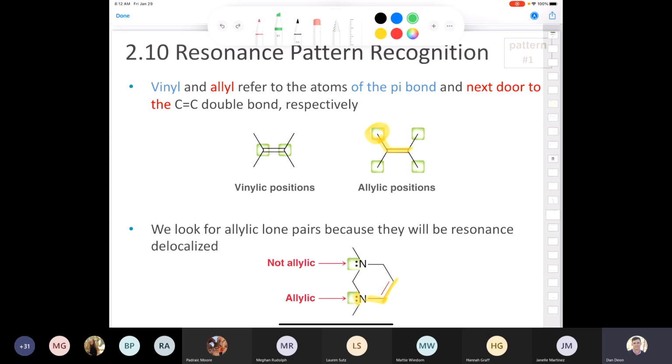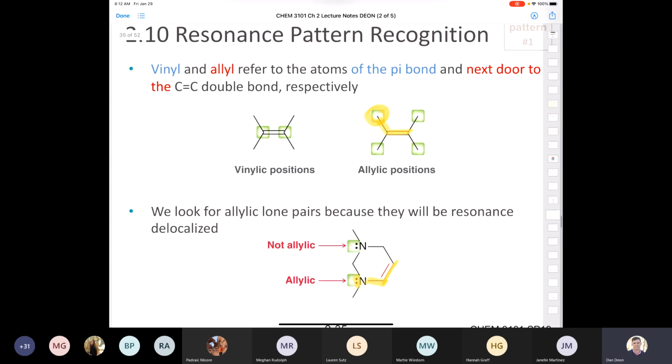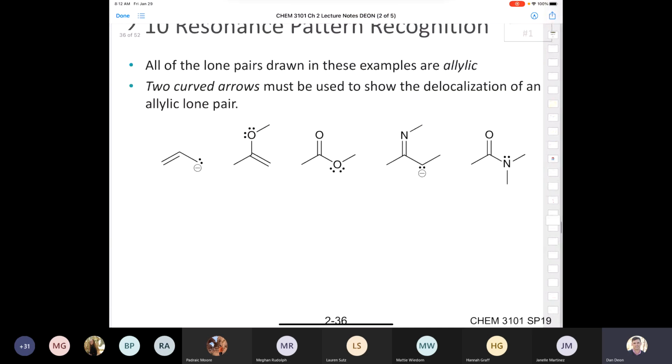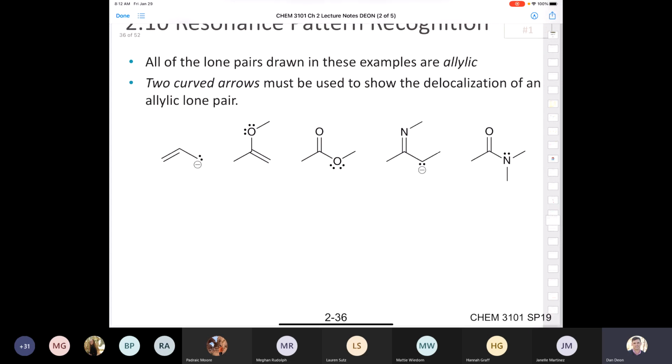So you have a lone pair, single bond, and then a double bond, and that qualifies as an allylic lone pair. And we'll see that many times throughout this class. In fact, it says all of the lone pairs drawn in all of these examples are allylic. Now, when we have an allylic lone pair, we have to use not one, but two curved arrows to show the delocalization, or the movement of the electrons, of the allylic lone pair.